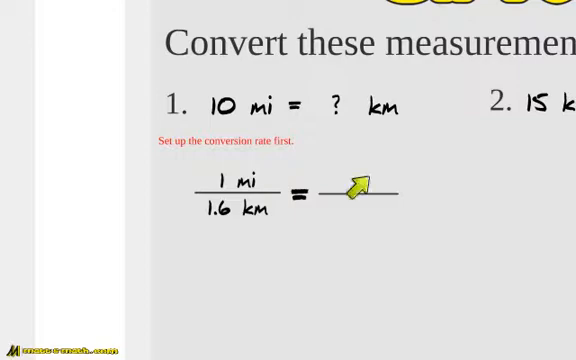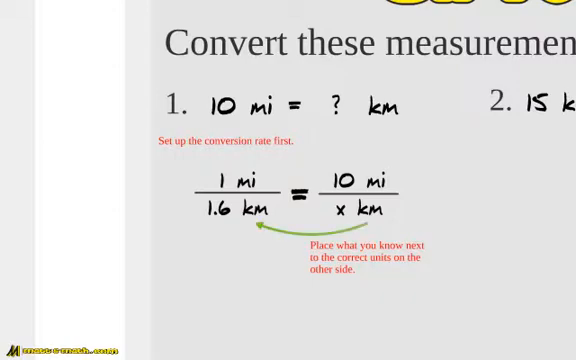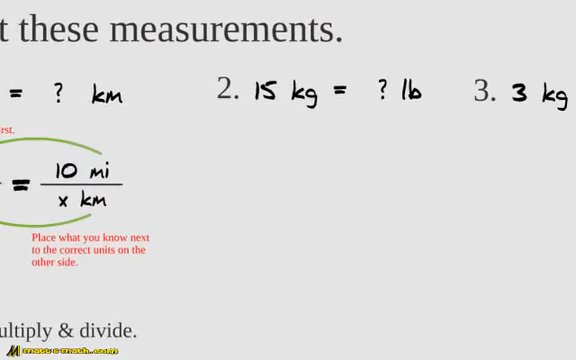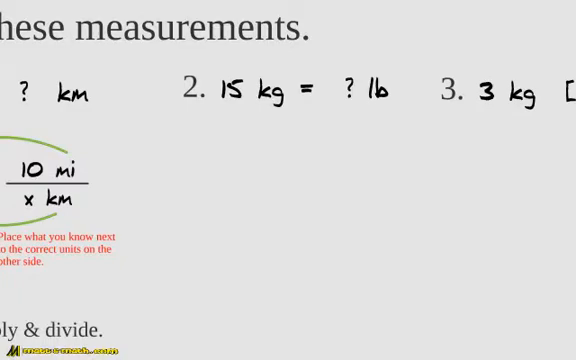Now, you gotta fill in here as needed. Well, miles is on top, so miles has got to be on top, kilometers on bottom there. Place what you know, what's next, in the right spot on the other side. So you got 10 miles over x kilometers. And then what? It's a proportion like normal. How do you go from x to 1.6? How do you go from 10 to 1? Cross multiply, divide, you get your answer.